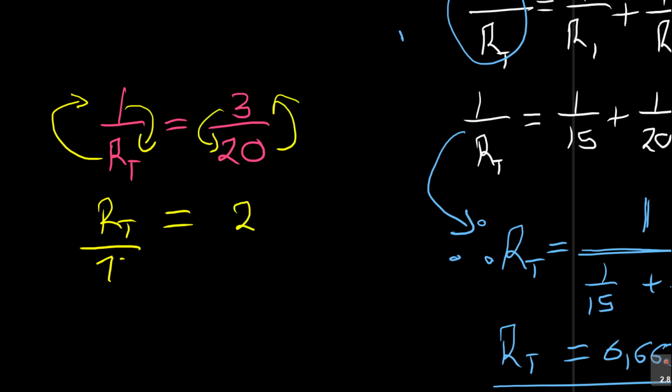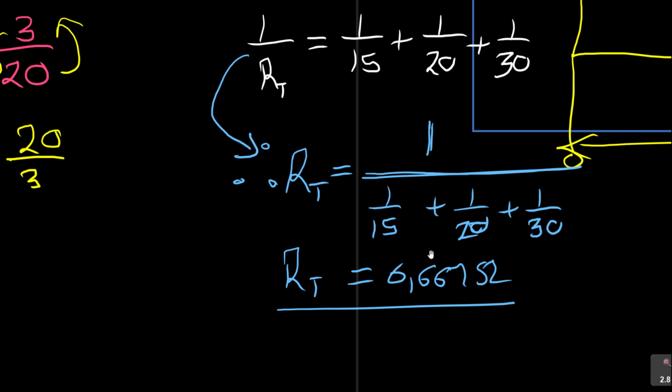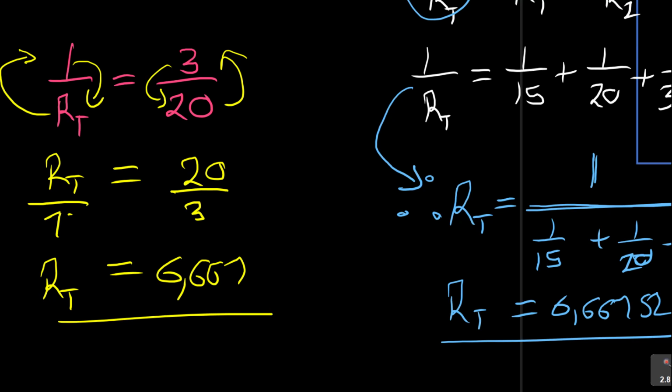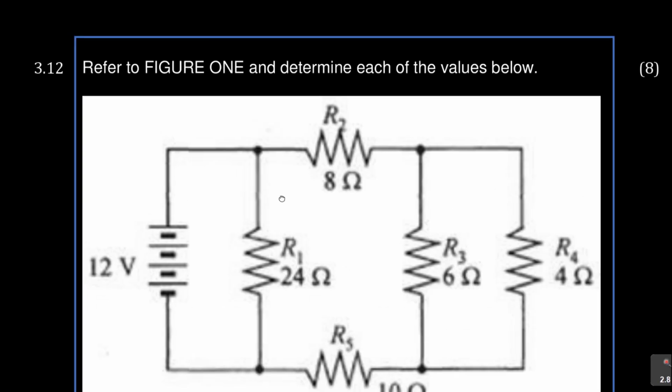So 20 goes to the top and 3 goes to the bottom. That's why you saw me having that answer of 6,667. This is what you're going to get now, and say RT over 1 is simple RT, which is 6,667. Perfect.